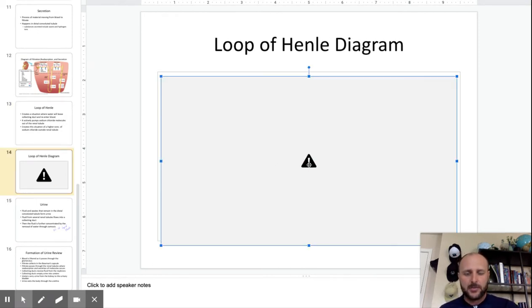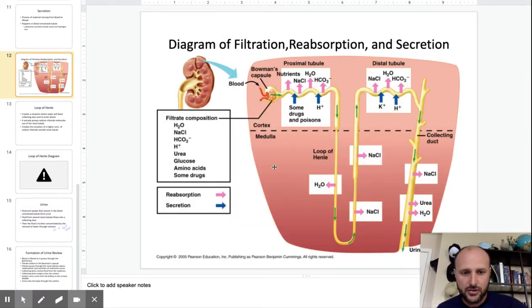I used to have a picture here. I guess I don't know where it went, but it's gone. That would have been a picture of the loop of Henle. But if we go back to here, you can see it. The loop of Henle is pumping out salts next to the collecting duct, so all that water will re-enter the body and stay in your body versus being urinated out.